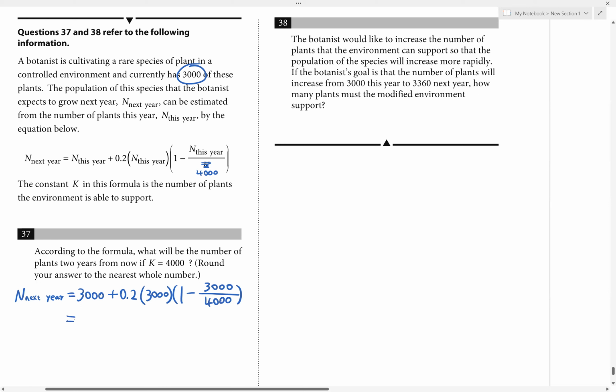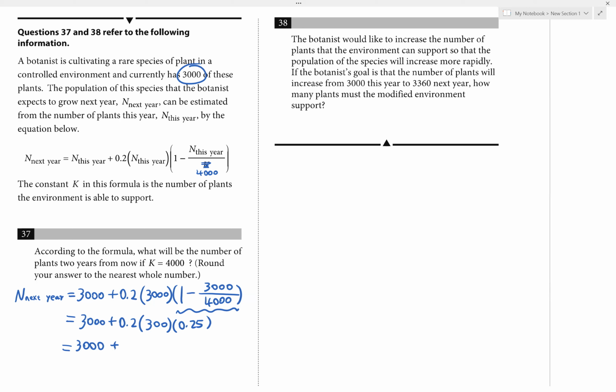So we can use the calculator here and solve this out. Let's start with the parentheses on the right. We do 3,000 divided by 4,000, and then we do 1 minus that. So 1 minus 0.75 is 0.25. So we should get here 0.2 times 3,000 times 0.25, and we solve this out.